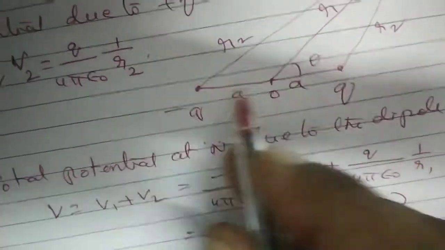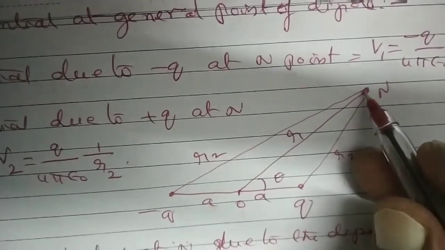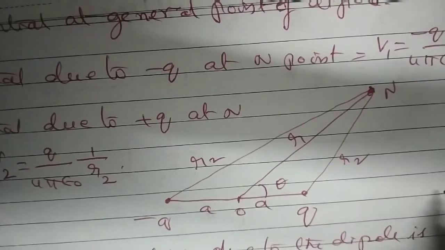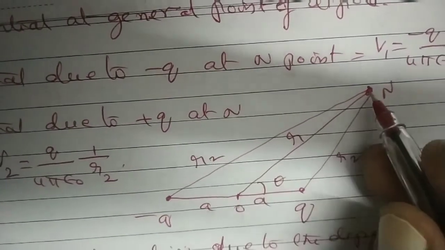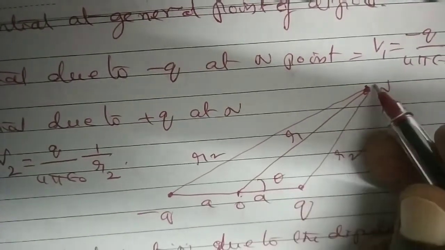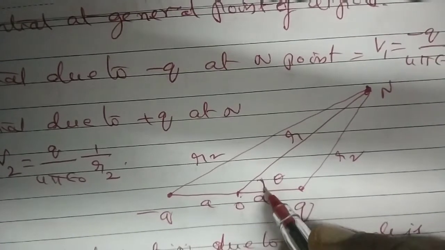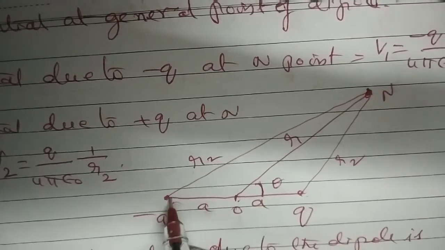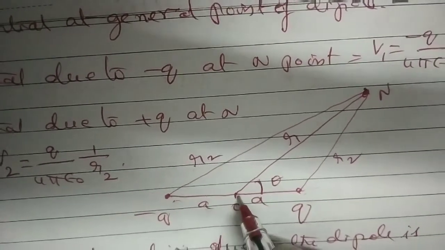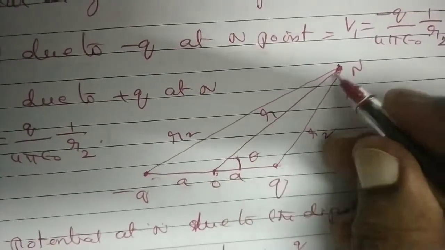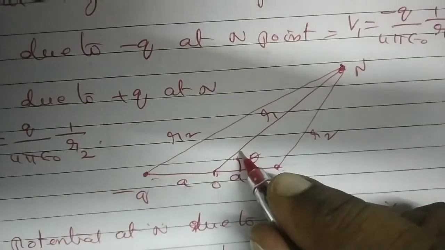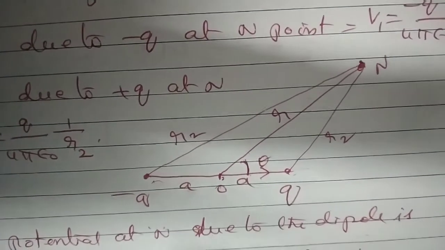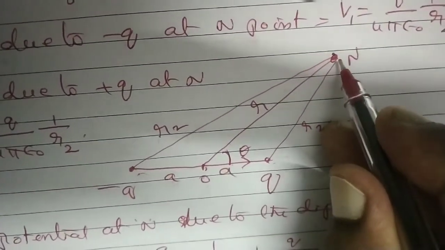Next, due to the dipole only, we have to find the electric potential this time at a different point, neither on the axis of the dipole nor on the perpendicular bisector. It is located at distance r from the center, and that distance makes angle theta. So this is the dipole axis, minus Q and plus Q, its length is A plus A, 2A. The center point is O. From the center, the point is at distance r, making angle theta with the axis of the dipole. Due to this dipole, at that point we have to find the potential.